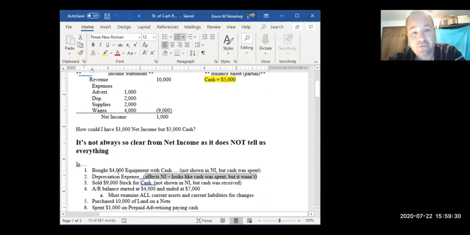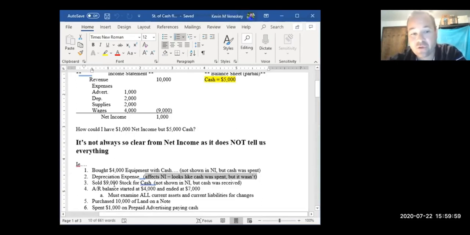So I put some other things on here, and some of them don't even affect the income statement at all. Like, what if you bought equipment with cash? Well, the equipment goes on the balance sheet. It's not on here anywhere, and the cash is on the balance sheet. So neither of those show up as a payment going out. So we wouldn't know that we spent 4,000 in cash unless we look back at other journal entries. But from a statement perspective, the income statement's not going to tell us that.